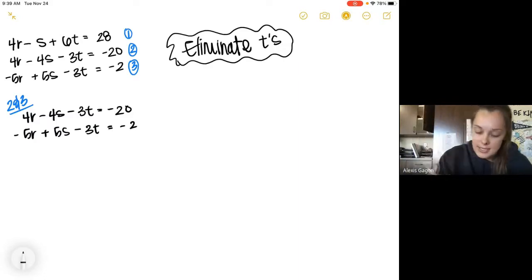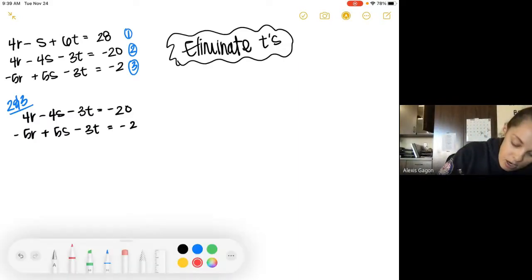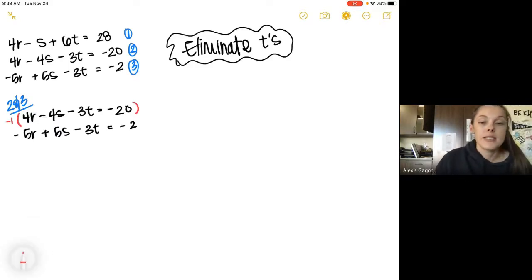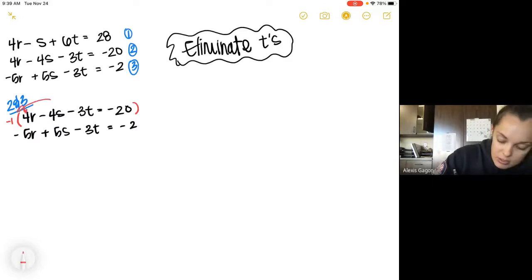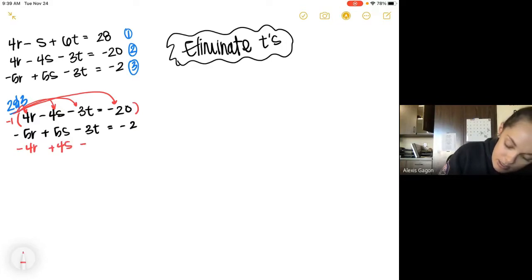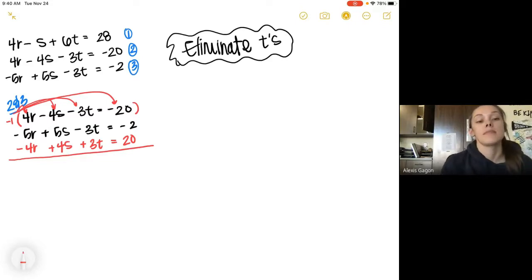I need to eliminate the t's. So I'm going to multiply this top equation, or I could have done the bottom one, by -1, because that's going to make it a positive 3t instead of a negative 3t. When we multiply this, it needs to go into all 4 things in the equation. So that's going to be -4r plus 4s plus 3t equals positive 20. Any questions at all with what just happened?